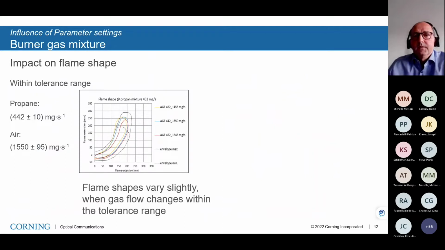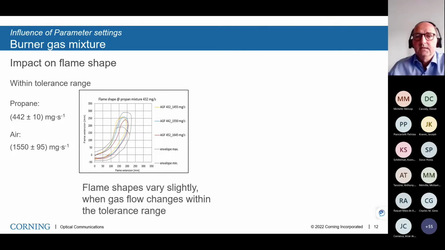Another parameter is the gas mixture shown here. It is assumed that deviation in the gas supply could be a reason for flame shape variations. The gas flow rates are well defined in the standard, including a tolerance range for propane and air, as listed on the left. We investigated the impact of different gas flow rates, taking the standard tolerance range into account.